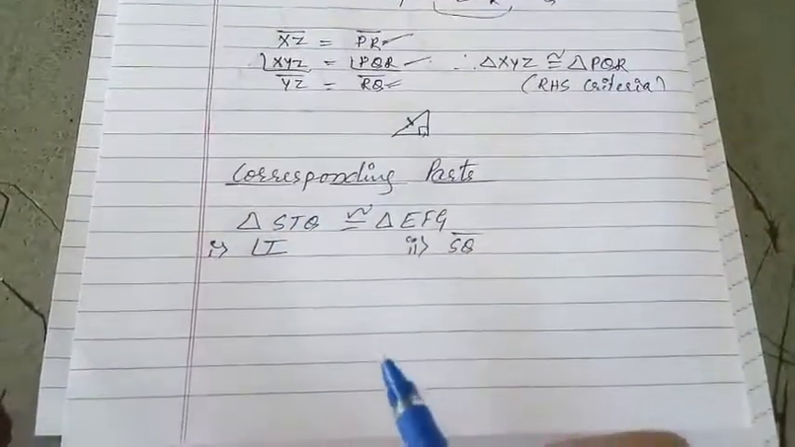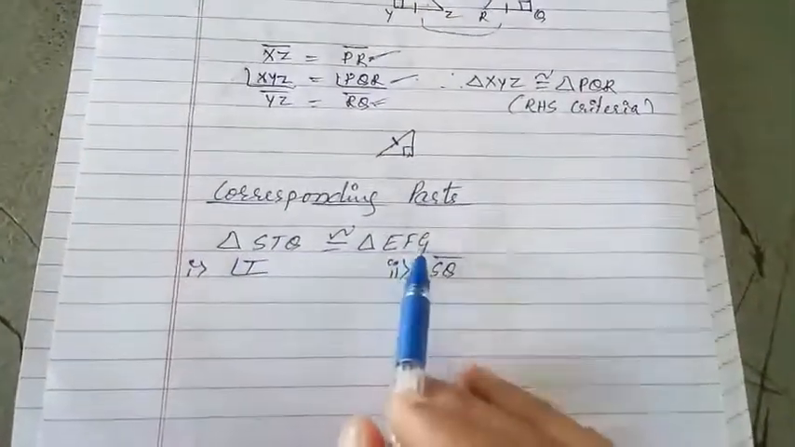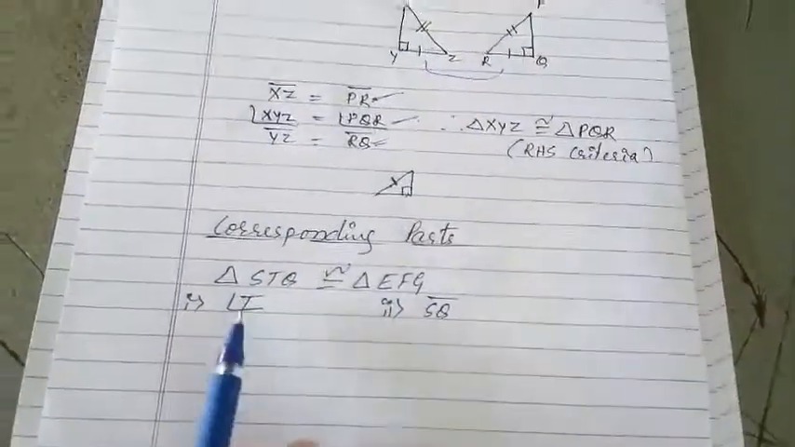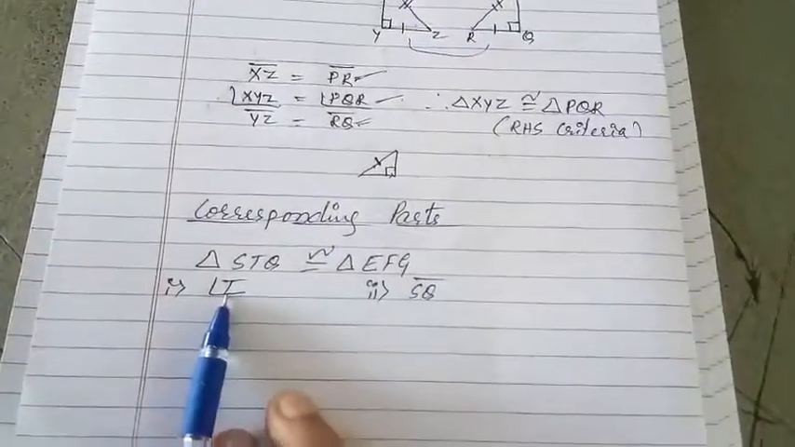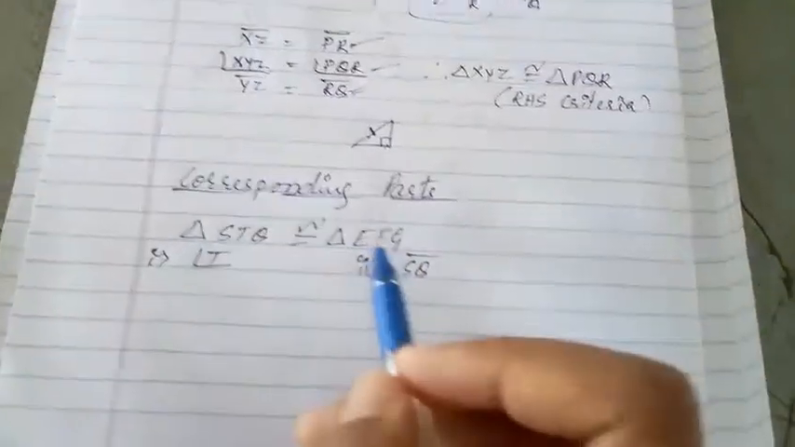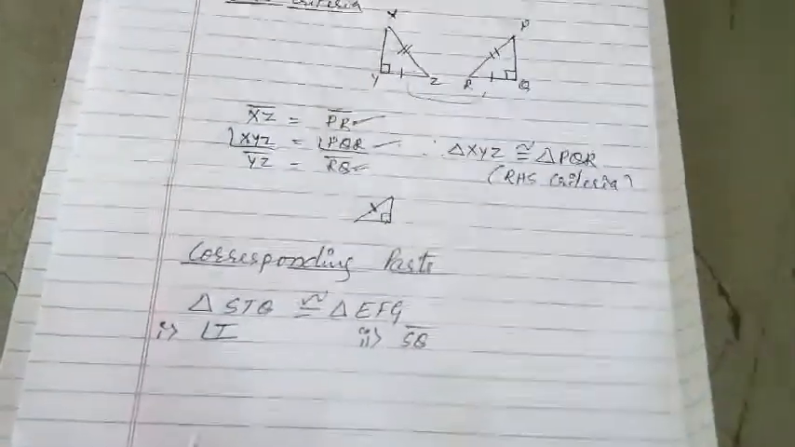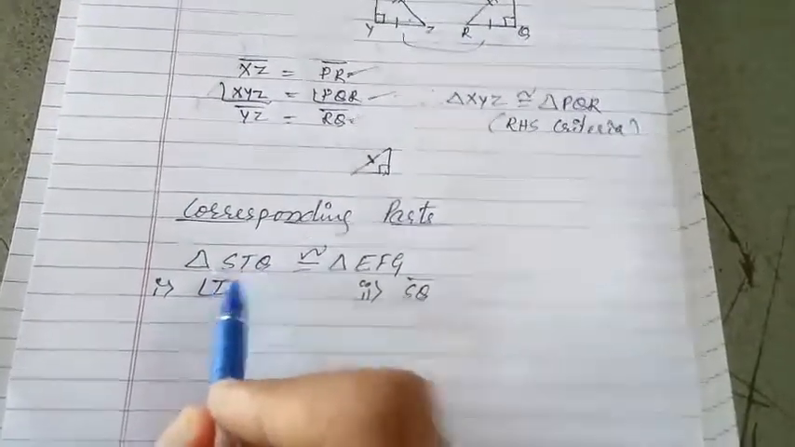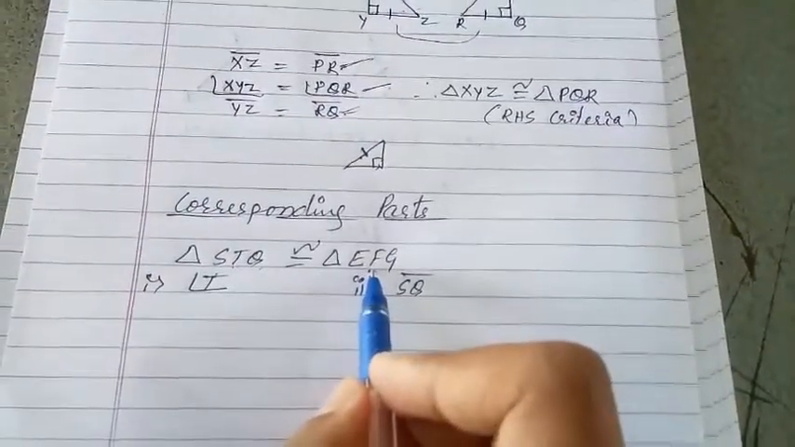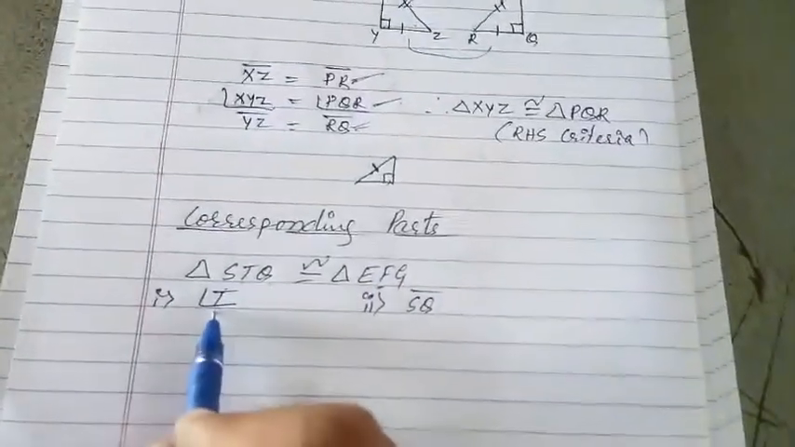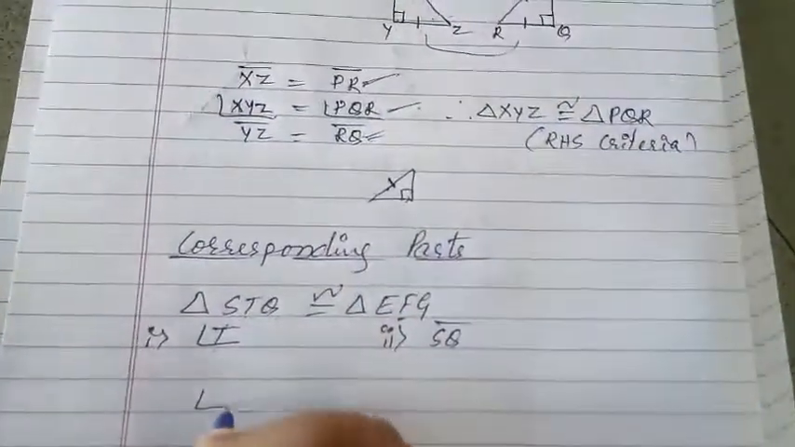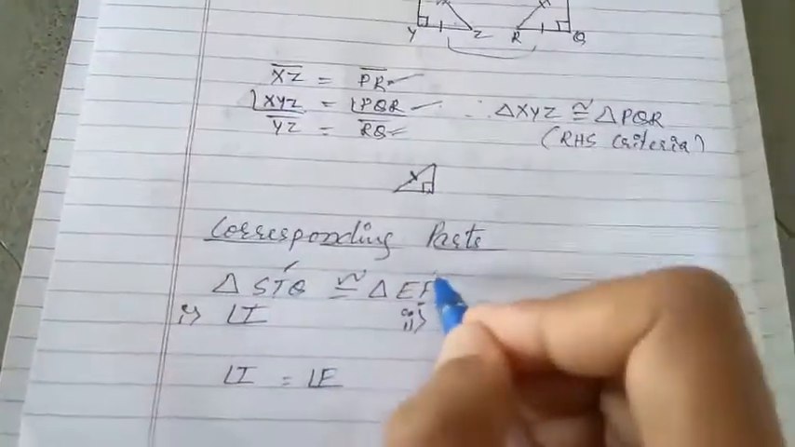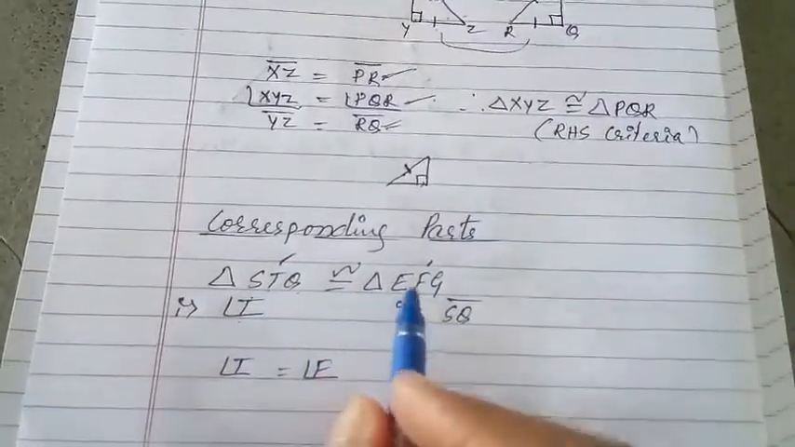So how to write the corresponding parts? First, these two triangles are congruent. Triangle STQ is congruent to triangle EFG. So what is the given question? Angle T corresponds to which angle in triangle EFG? So how to find that? First, in STQ, T is in the middle. Here also the middle letter is F. That means angle F is the corresponding angle of T. So angle T equals angle F, because T is in the middle and here F is also in the middle.